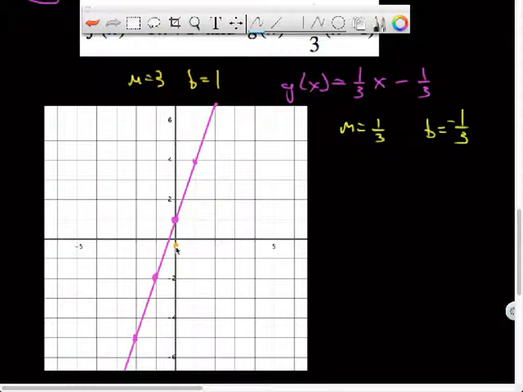So here's -1/3. So up 1/3 over 1, up 1/3 over 1, up 1/3 over 1. So I'm like 2/3 high there. Up 1/3 over 1 right there. And let me draw my line tool. Let's see. Looks like something like that would hit it. Bam. There we go. So here's two functions. They're inverses of one another.